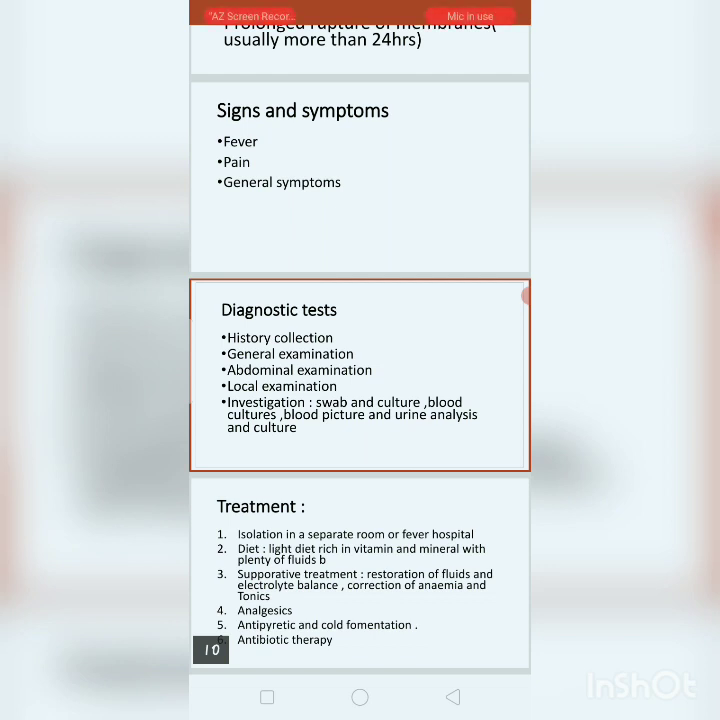So the diagnostic evaluation: history collection, then general examination, where we should do the vital sign checks. Then abdominal examination: whether abdominal rigidity is there or not, tenderness, uterine size, uterine tenderness, etc. Local examination means the perineum for infected episiotomy or laceration, or lochia for amount, color and odor, etc. And the investigation means swab and culture, blood picture, and urine analysis.